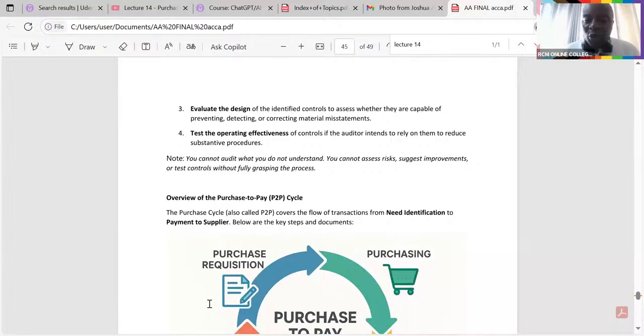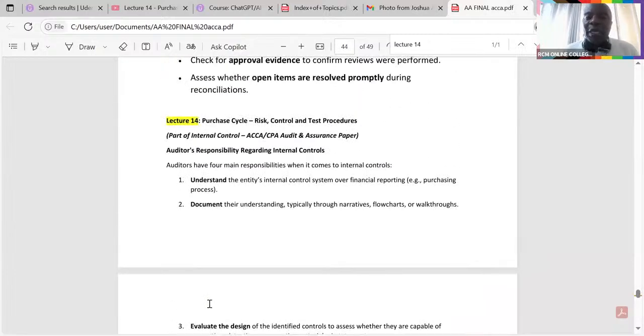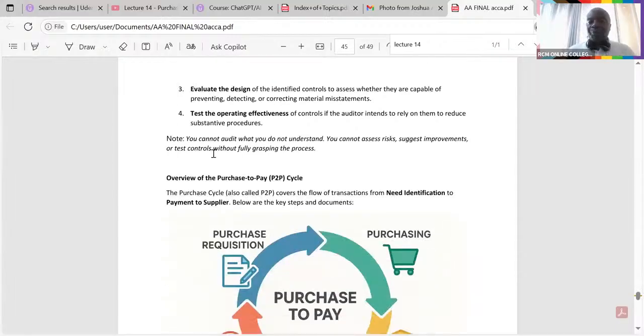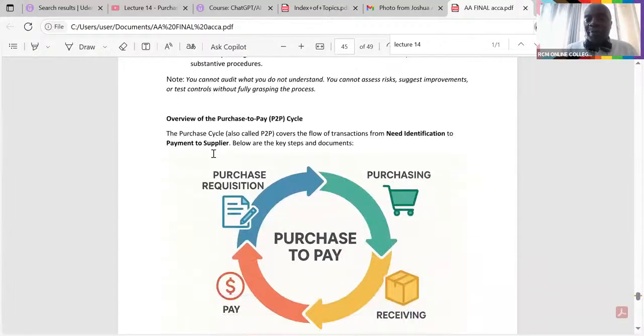Now, for us to be able to tackle today's topic, which is something that I really love, called the purchasing cycle. Lecture number 14 is about the purchasing cycle. So, an overview of the purchase to pay, what they normally call the P2P cycle. The purchase cycle, also called P2P, covers the flow of transactions from when the need to acquire the raw materials to purchase is identified, to the payment to the supplier. So below are the key steps and the documents that you need.